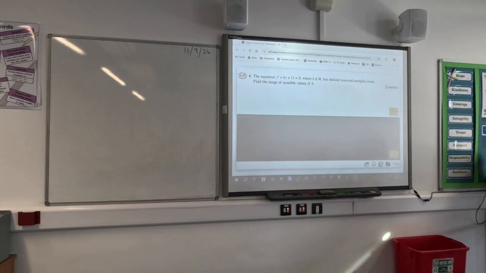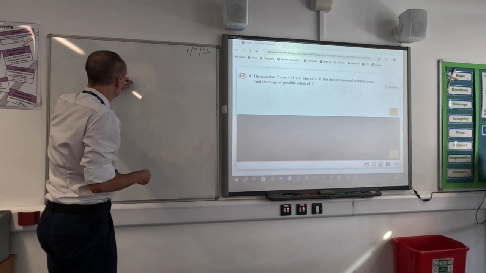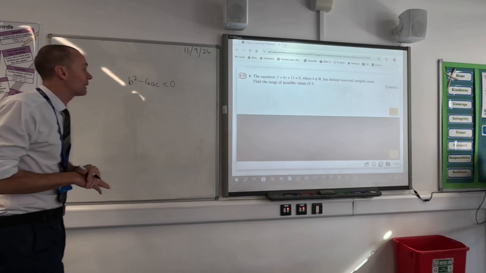That's what they're saying. So if that equation has no solutions, what do I know is going to happen when I try and solve it with the formula? What's going to happen, Thurston, when I try? The discriminant is going to be negative. Right. So this question was just testing whether you could spot that all you needed to do was to say, right, if that's true, b squared minus 4ac is negative. And that was all really.